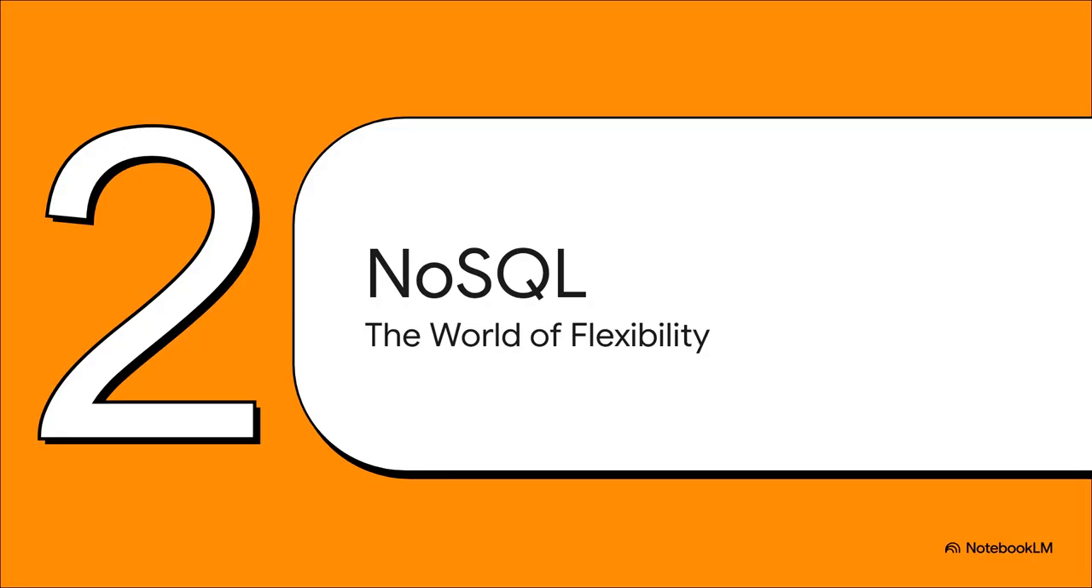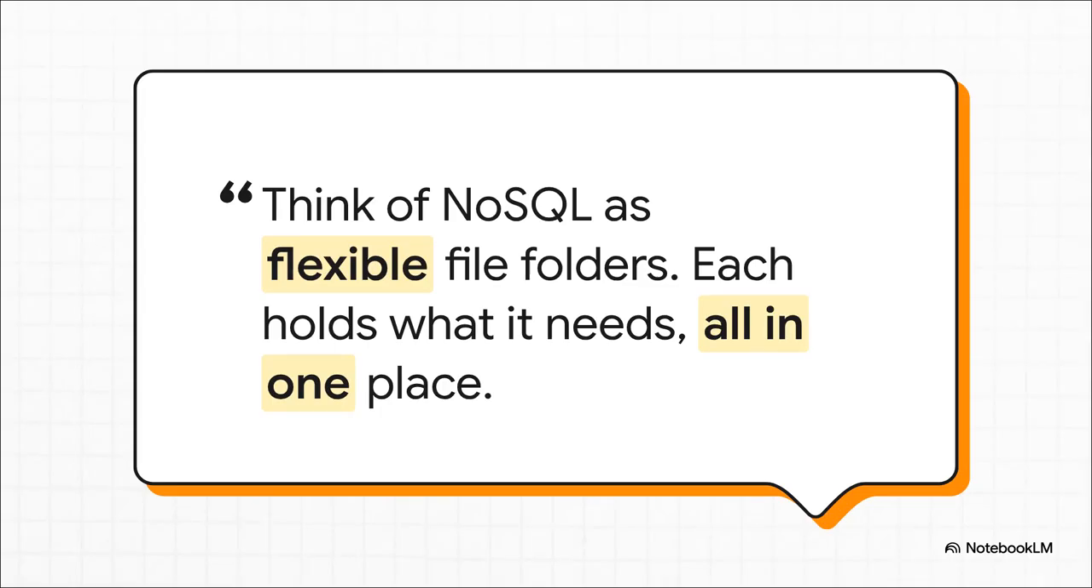Okay, so that's the world of structure and rules. Now, let's completely flip the script and jump to the other side of the spectrum. Welcome to the world of NoSQL, where flexibility is everything. So if SQL is that rigid library catalog, think of NoSQL as a big collection of flexible file folders. Each folder, or document as we often call it, can hold whatever it needs: notes, lists, pictures, other bits of info, all stuffed into one place without a strict, predefined structure.